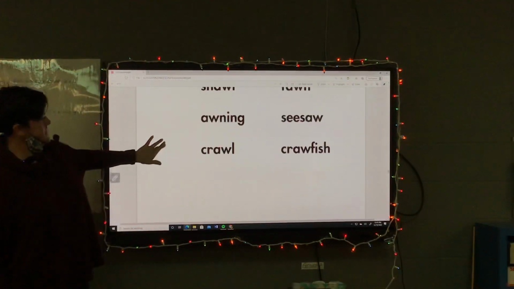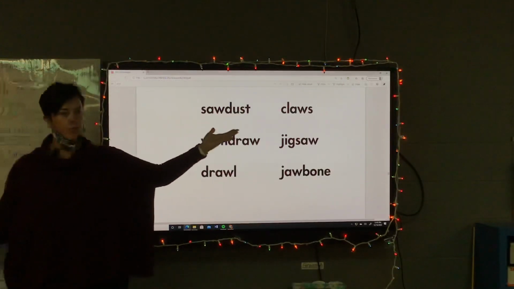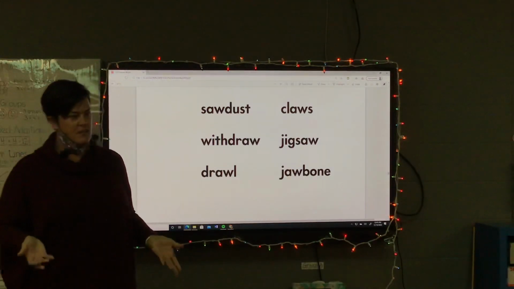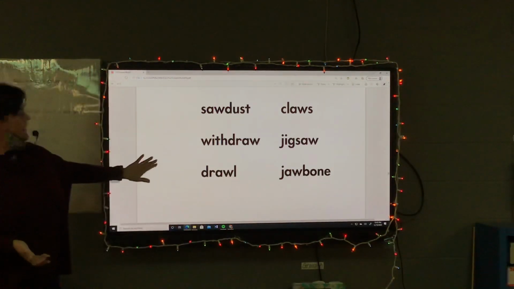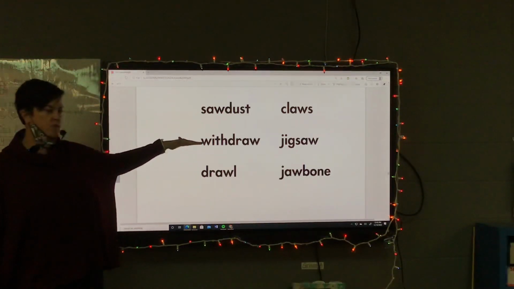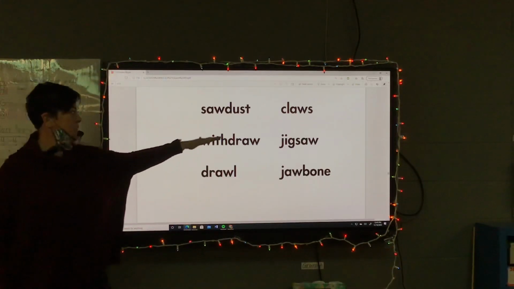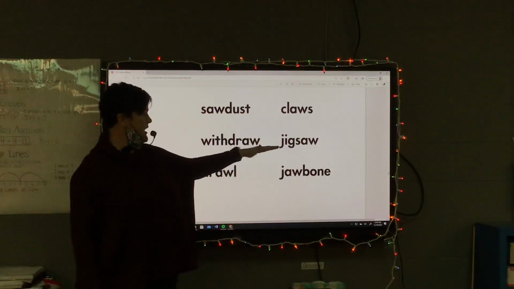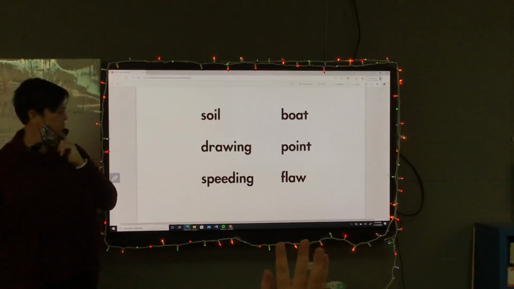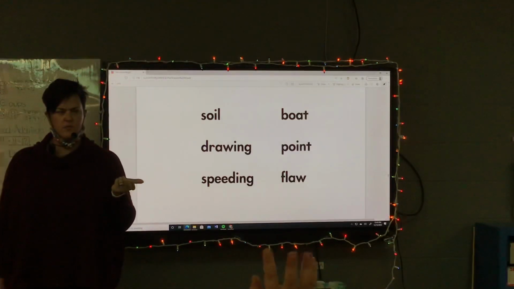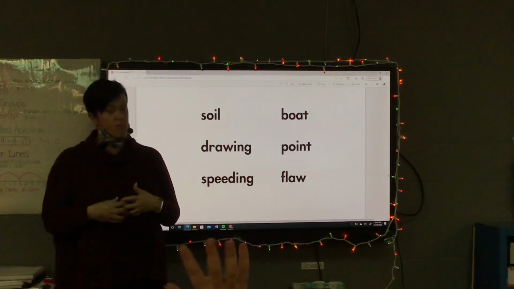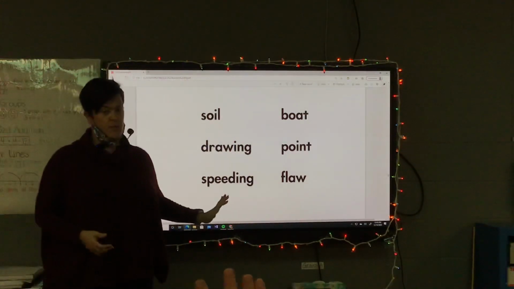Okay, let's continue on. What do we notice about these words as well, everybody? And what does AW say? All right, let's read through these words. Sawdust, withdraw, drawl, claws, jigsaw, jawbone. Do they all have AW? No. Are they different sounds that we've been practicing that they have for these words?